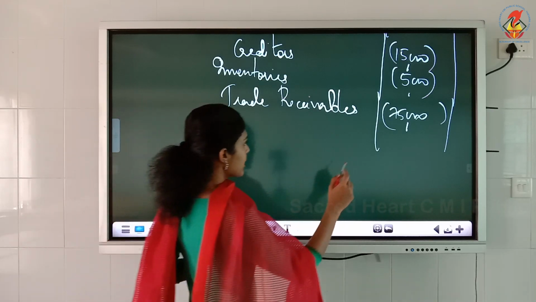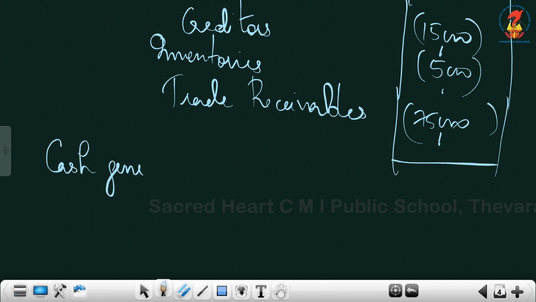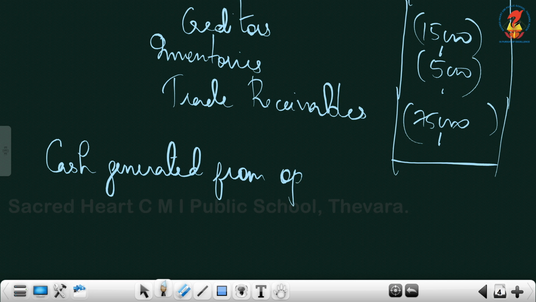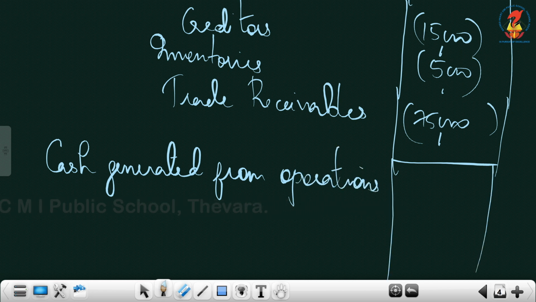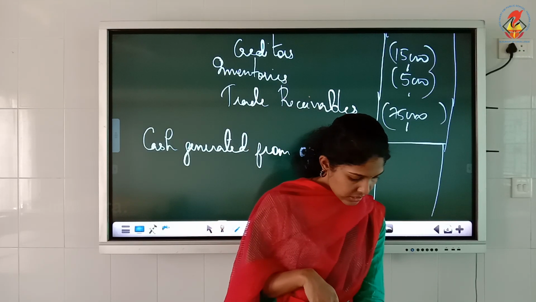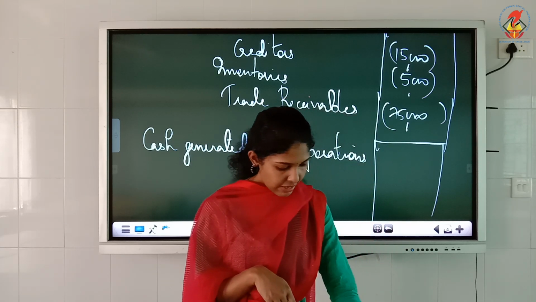So now what we get will be written as cash generated from operations. Cash generated from operations. Now you can compute the answer. So the amount is 1,67,000.